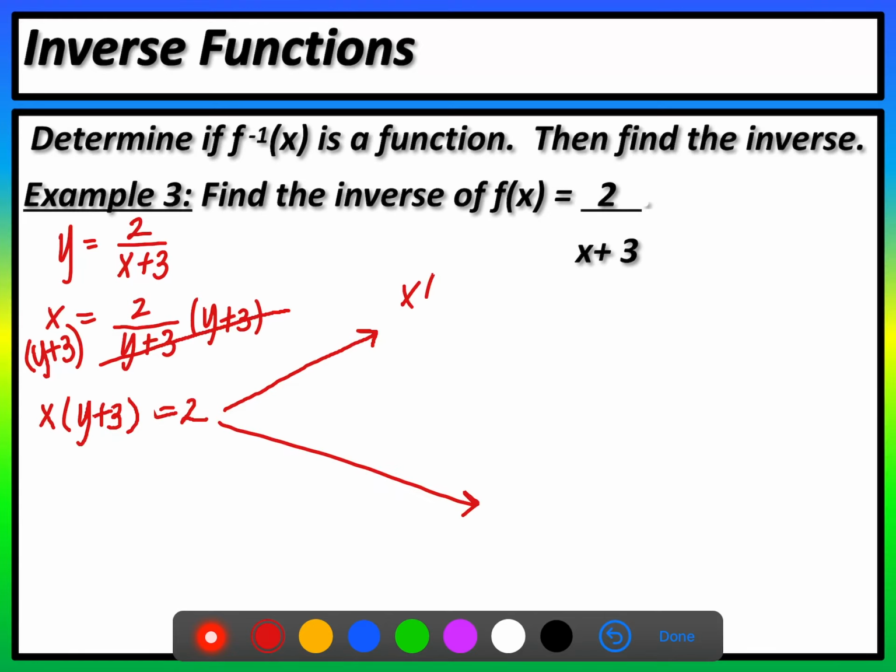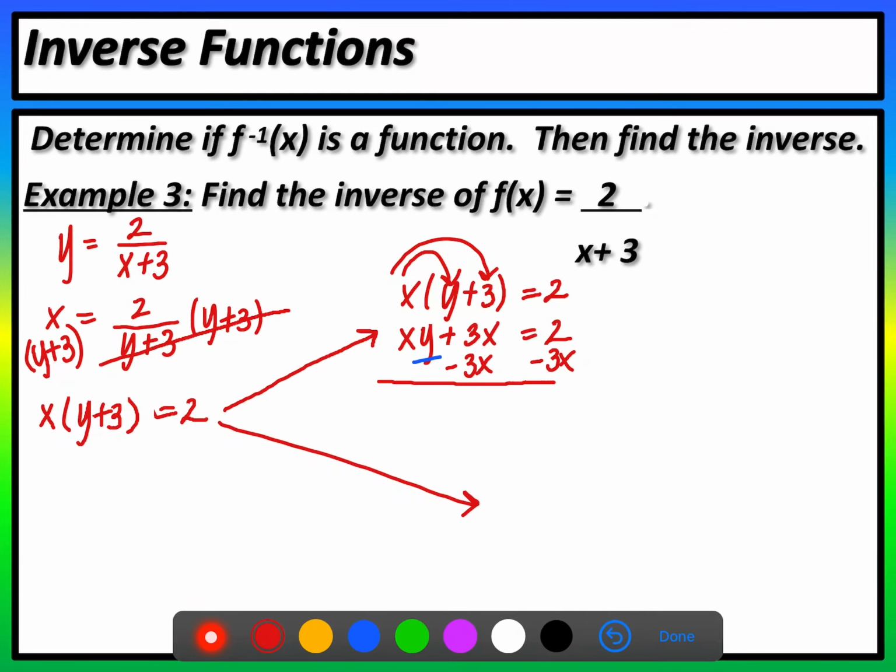At this point of the problem, I think that the most obvious thing to do is distribute. So I distributed the x. Remember, you're solving for y, so you want to get the term that has the y in it by itself. So I'm going to move the 3x.